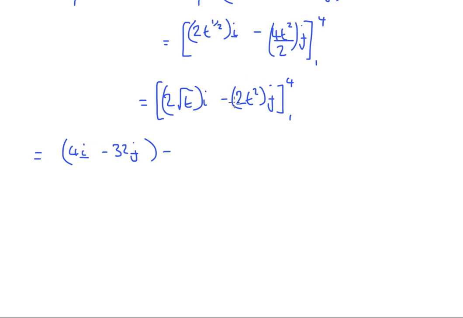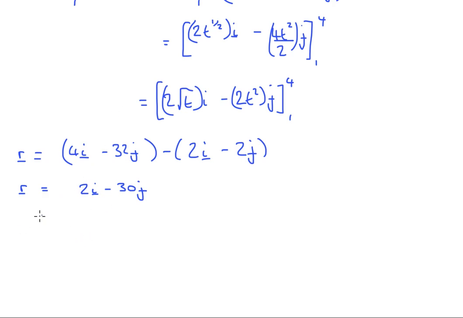and then minus what we get when we put 1 in. So 2 times root 1 is 2, so that's 2i, don't forget your i, and then when we put 1 into here we're going to get 2 again, so 2j. If we simplify that, that's going to be 2i minus 32 minus 2, that's going to be minus 30j. So that's our vector for the displacement.